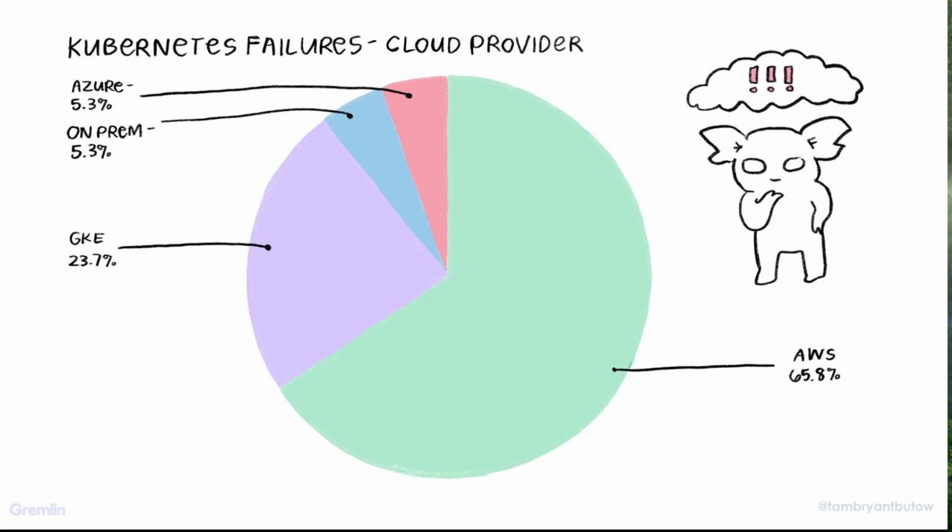The next most common was GKE. Google created Kubernetes originally and open sourced it, so they have their specific managed service, GKE. And then the next are on-prem and Azure, which were even. So less popular, but I'm seeing a lot more people now moving to Azure and using their managed AKS service, but still not too many reported outages there.